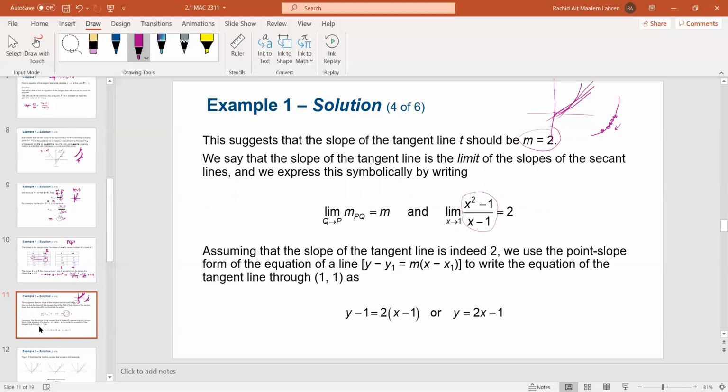So if you do these in exercises, you see as x approaches a value, this slope approaches this number, right? Now that we found the slope, we know y equals mx plus b.